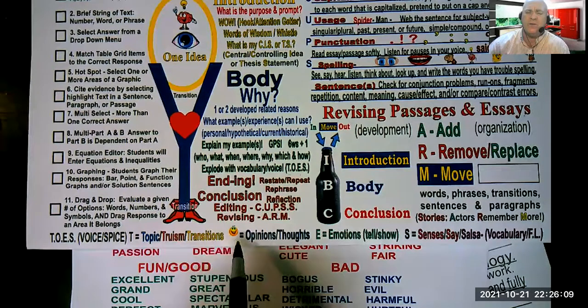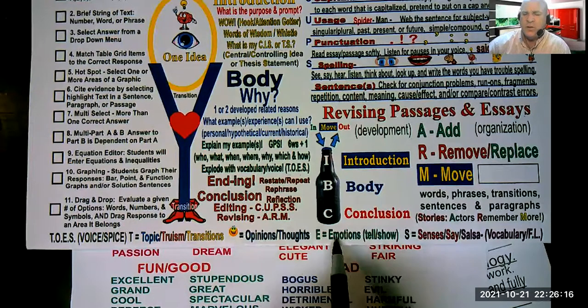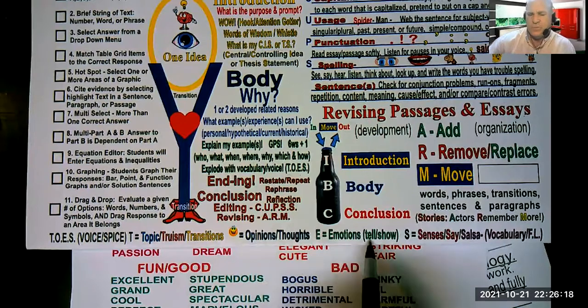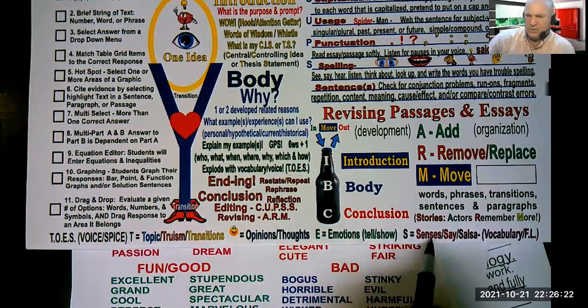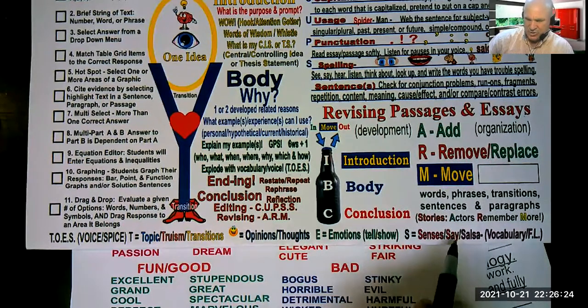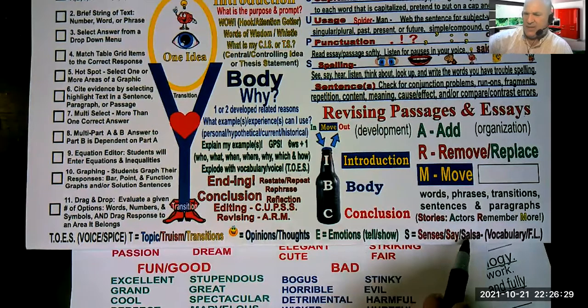Is your head voice there? Your opinions and your thoughts? Is your heart voice there? Your emotions that you either tell with higher vocabulary or you show by your actions? Did you use your 5 senses? Did you use some appropriate dialogue? Did you use salsa, which I called the high vocabulary, and then some figurative language?